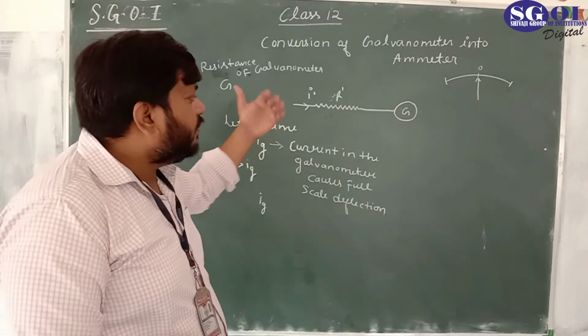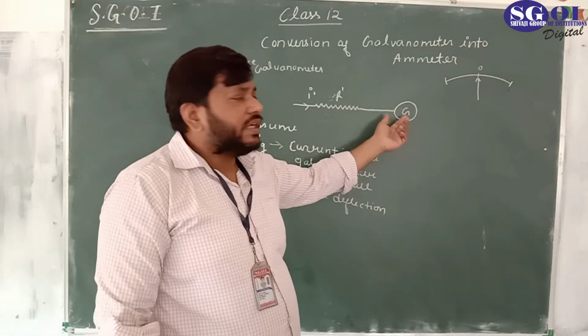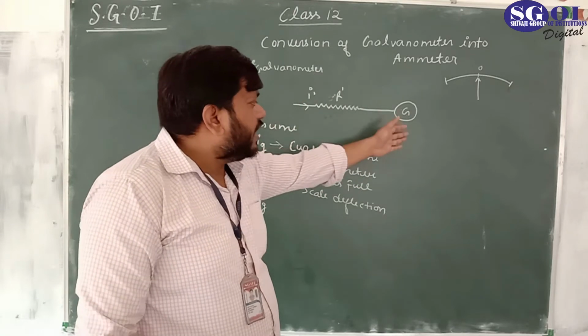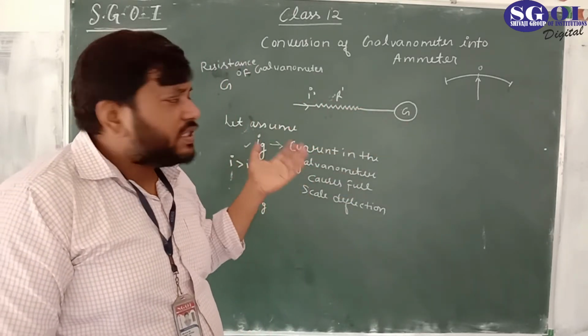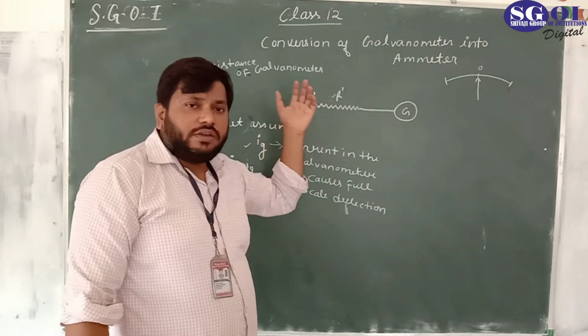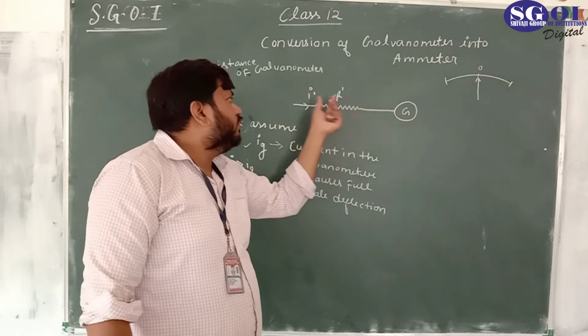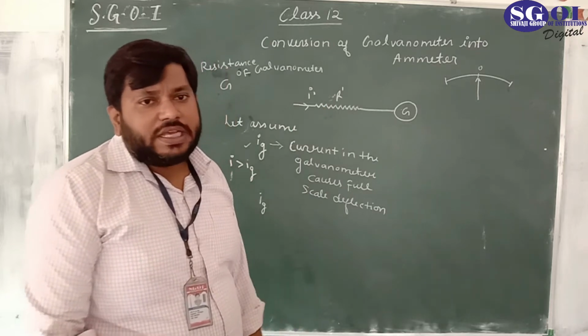I was the current before connecting the galvanometer, and as we connect the galvanometer, the resistance of the circuit changes. It becomes R dash plus G. Resistance increases, so the current would decrease. So the galvanometer would tell the reading I dash, not I.